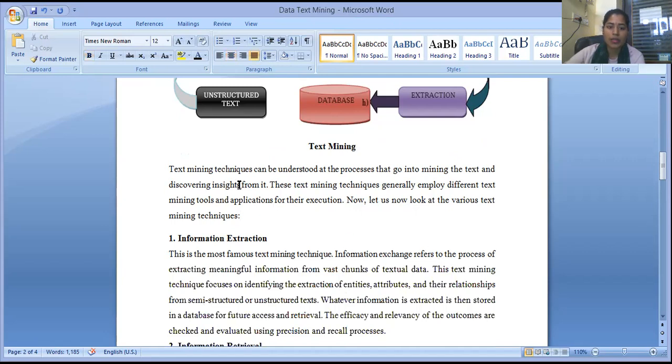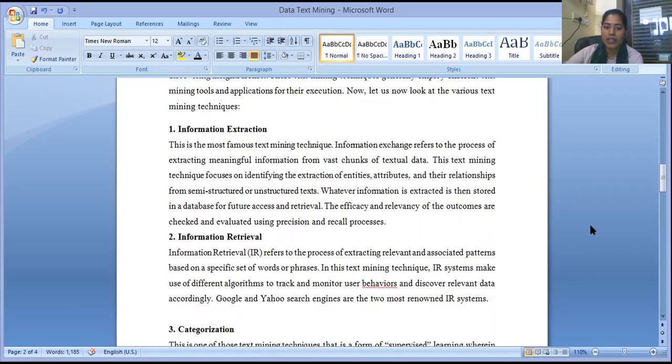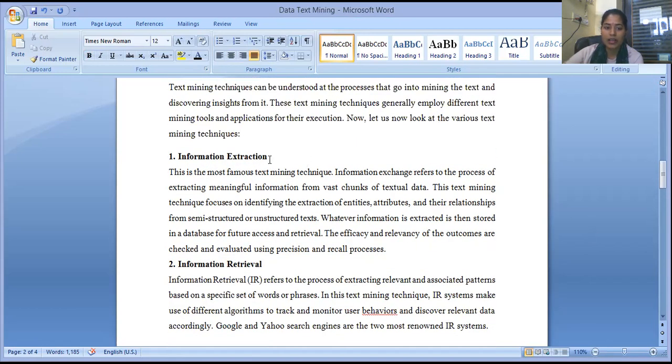Clear? So now, text mining is basically a technique understood by the process that goes into the mining of the text. Here you can see that this is basically the refining and retrieving of relevant data. So this is a type of mining the text and discovering insights or important data from it. These text mining techniques generally imply different text mining tools and applications for their execution. So now let us look at the various text mining techniques. Here are the various techniques which I will discuss.